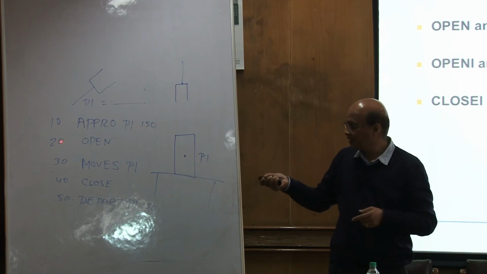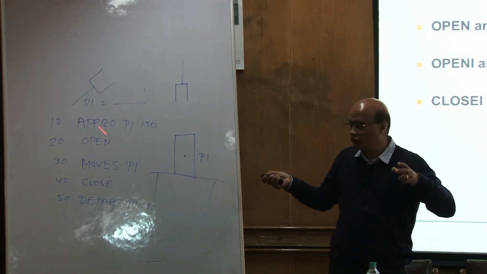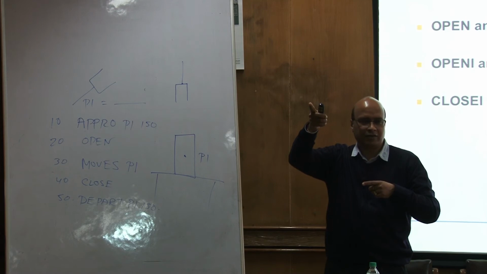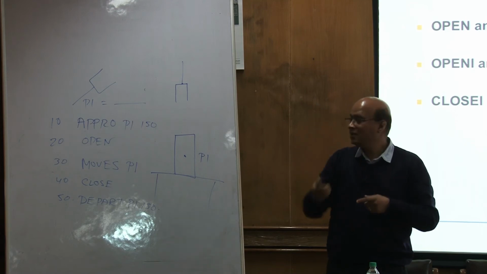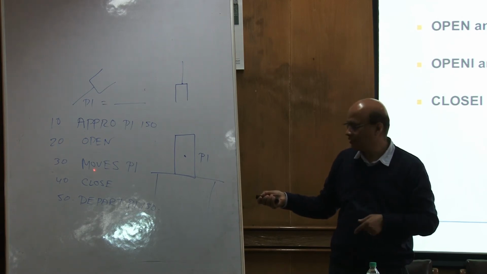Then next it will go to the next line and say open. Now as far as the compiler is concerned, open means open. So it will give the command to the actual robot hardware to open. Okay? Now the moment it gives that command, as far as the compiler is concerned, it has already executed this command. So it comes to the next line. It says move P1. You follow?